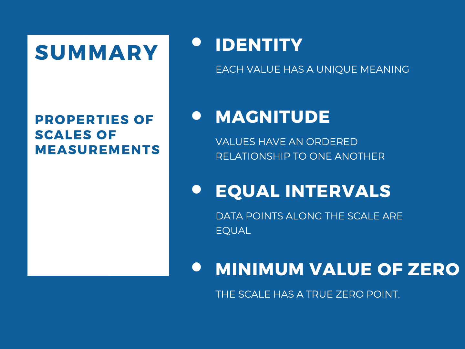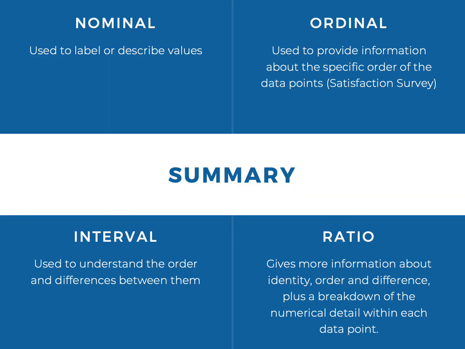In summary, scales of measurement is how variables are defined and categorized. Each scale of measurement has properties that determine how to properly analyze the data. And the properties include identity, magnitude, equal intervals, and a minimum value of 0. And to review, nominal scales are used to label or describe values. Ordinal scales are used to provide information about the specific order of the data points, mostly seen in the use of satisfaction surveys.